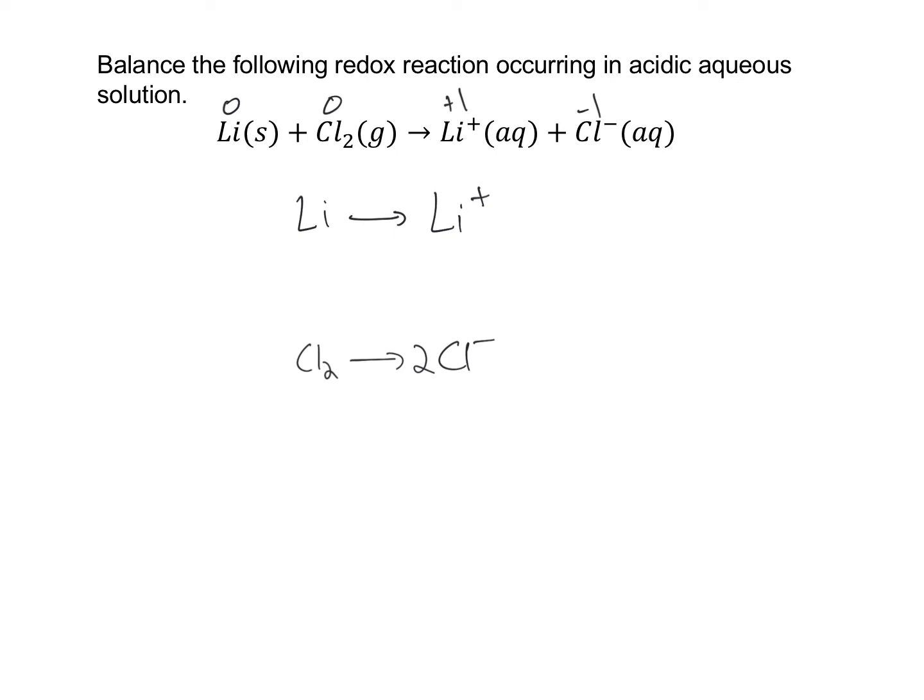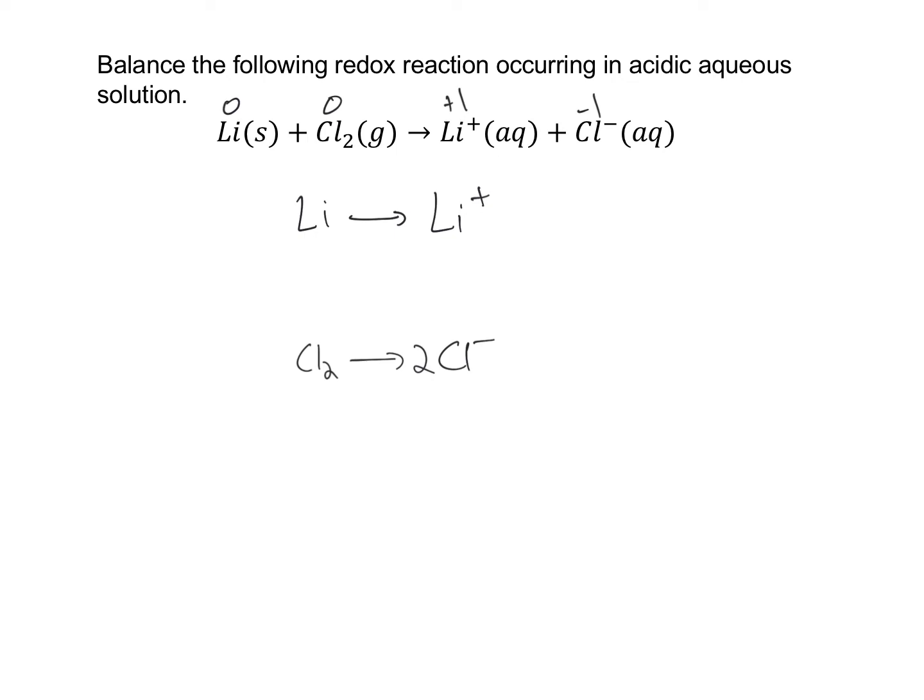Alright, now I'm on step 4. I need to balance the charge of each half reaction by adding electrons. Looking at that first half reaction, I have a 0 charge on the reactant side and a positive 1 charge on the product side. Since electrons are negative, whatever side I add them to will become more negative, so I need to add the electrons to the more positive side.